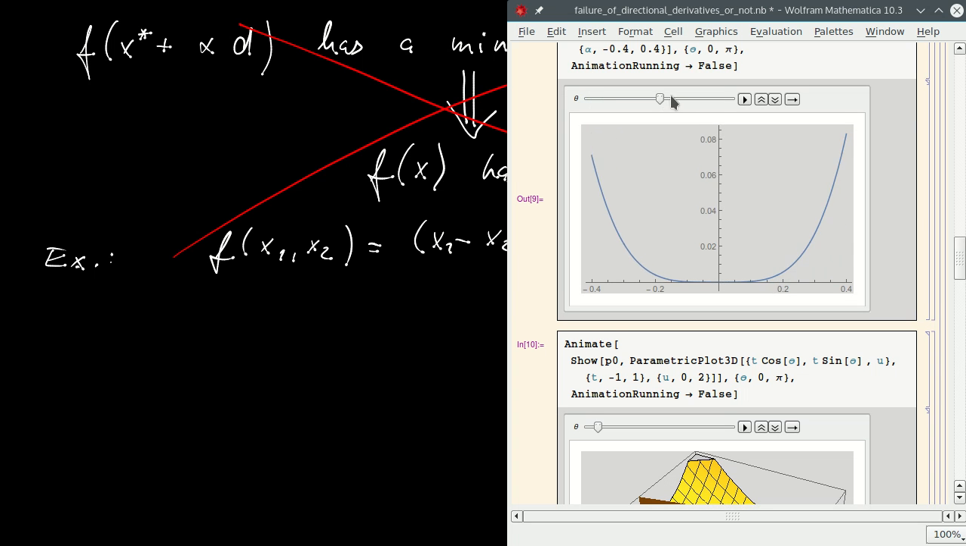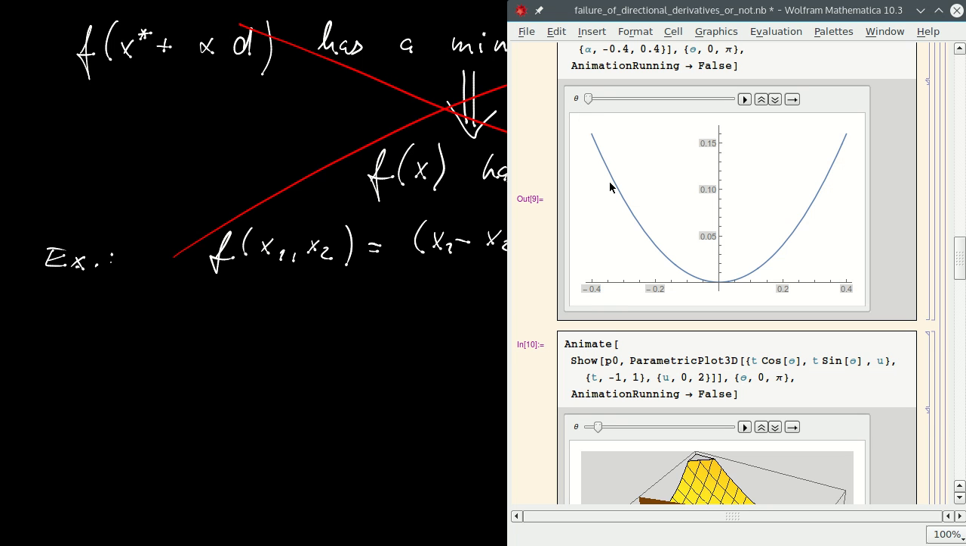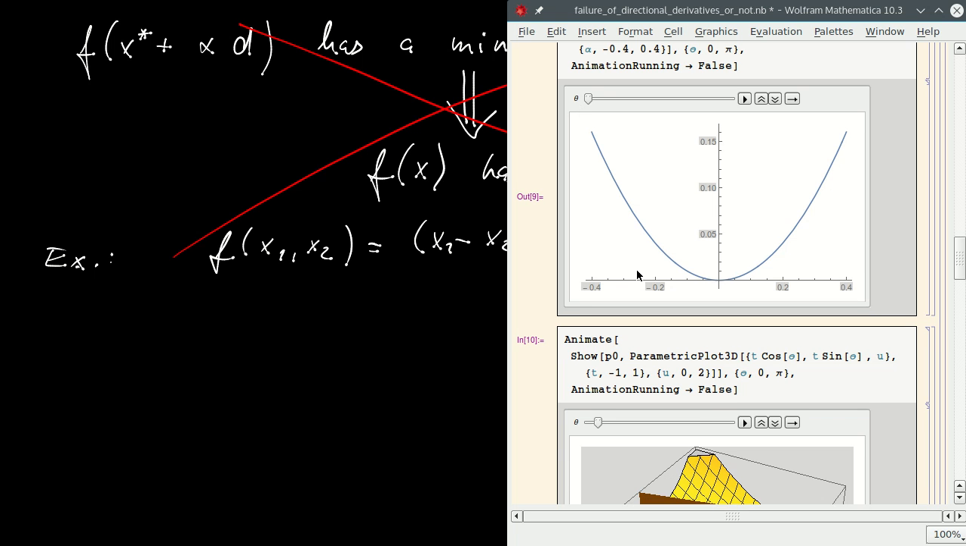So this is what happens as I'm changing the angle of the direction. So for all angles, the point 0, 0 is certainly a minimizer. And yet the original function is not minimized. So what's the trouble here?